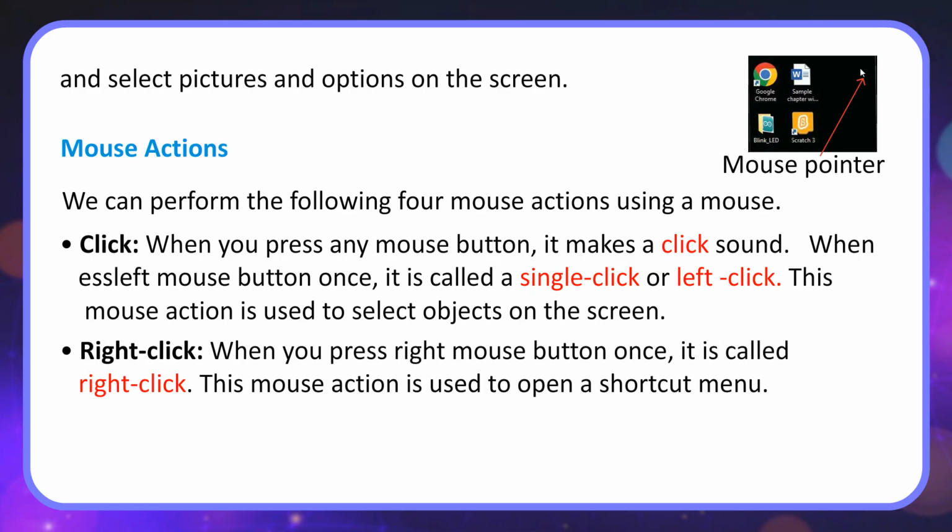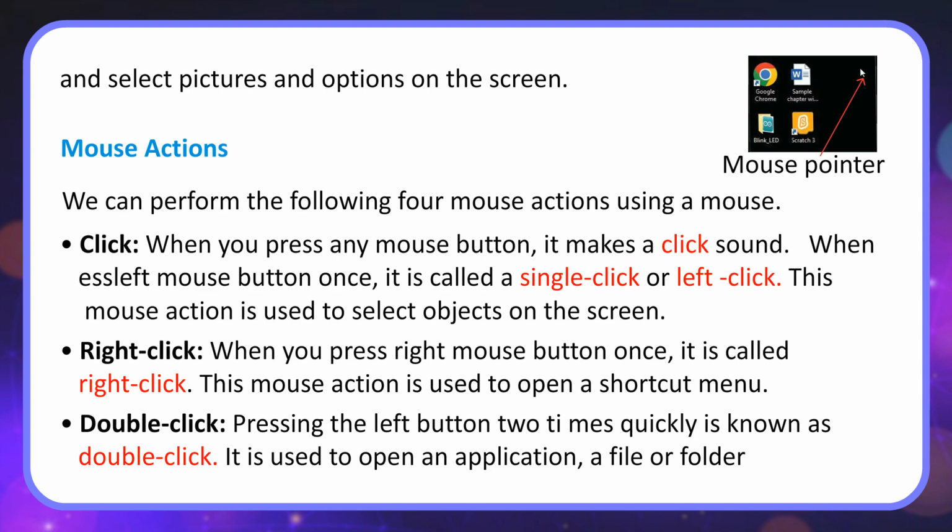Right click. When you press the right mouse button once, it is called right click. This mouse action is used to open a shortcut menu. Double click. Pressing the left button twice quickly is known as double click. It is used to open an application, a file or folder.